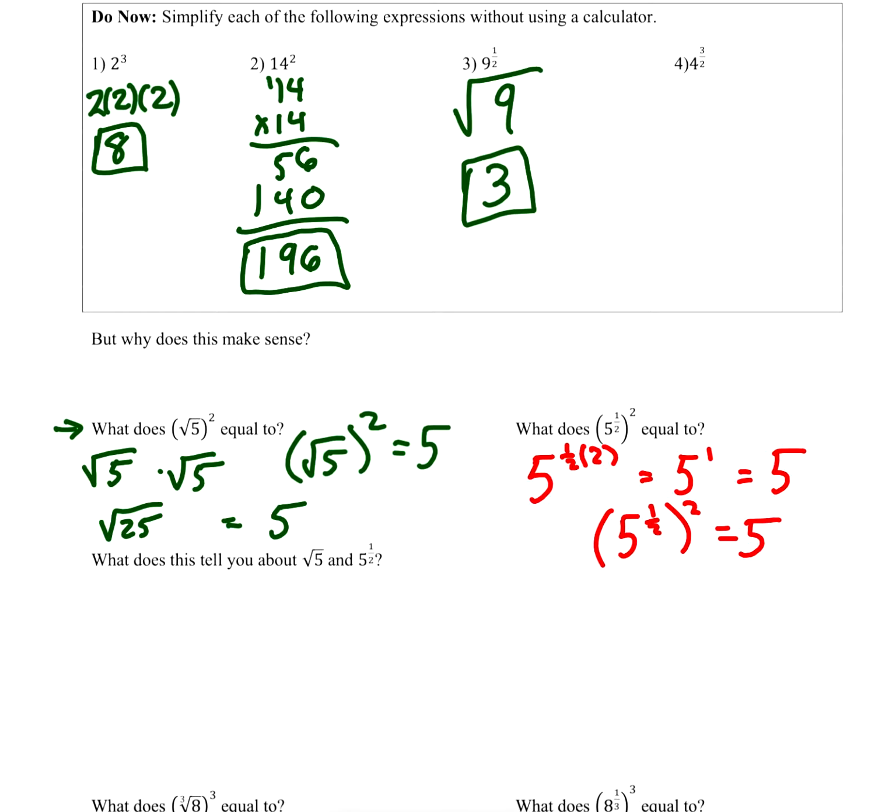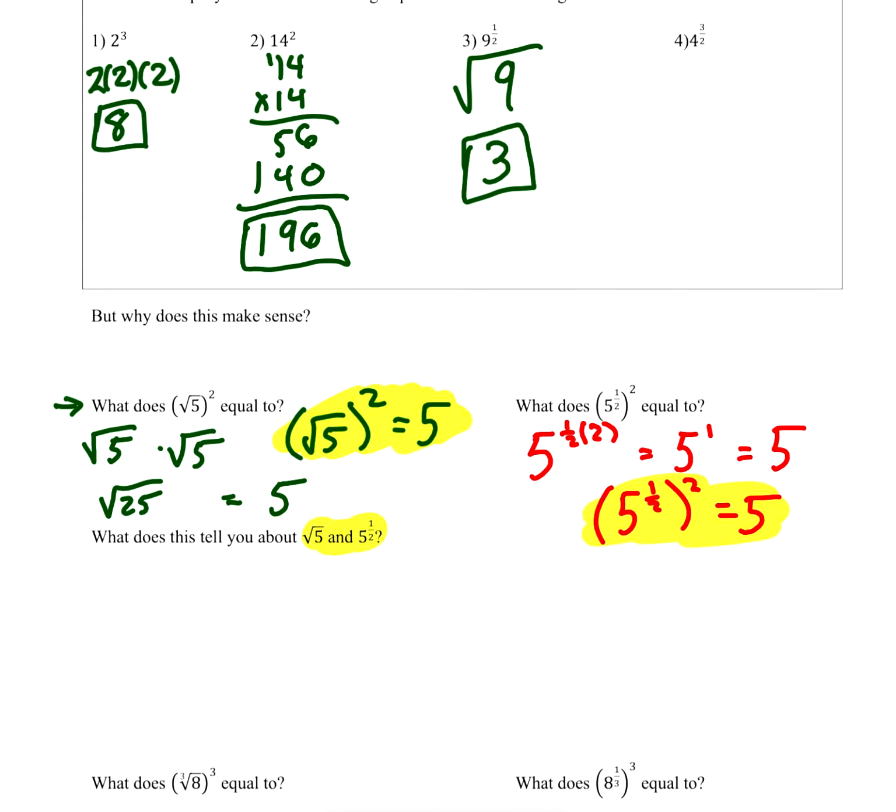Makes sense. Okay. So then, what does this tell us about radical 5 and 5 to the 1/2 if you square both of them and you get the same number? Think about that for a minute. What is that telling us? If you square them and you get the same number, well, that means that radical 5 has to equal 5 to the 1/2.